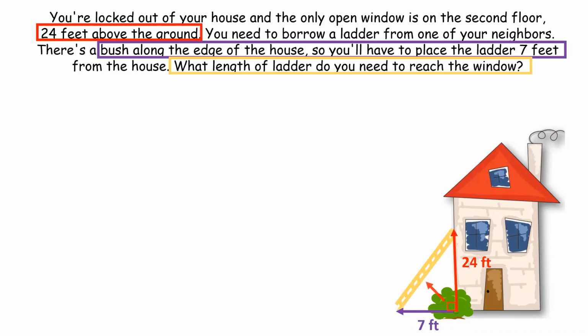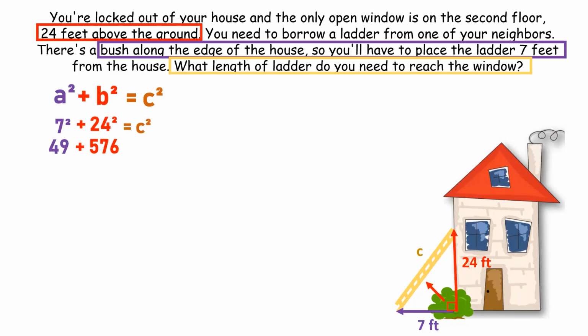I will locate my 90-degree angle and I will find out that my ladder is going to be my C side. A squared plus B squared equals C squared. A would be 7 squared, B will be 24 squared, and those will equal C squared. 7 times 7 is 49, and 24 times 24 is 576.